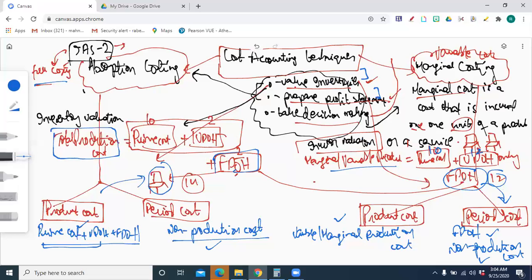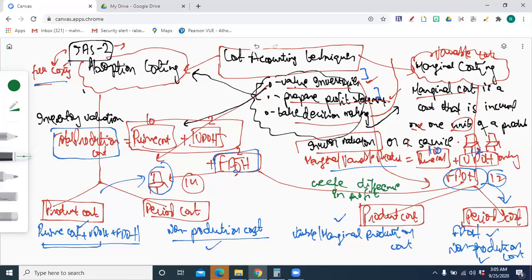Whatever the actual fixed overhead incurred in that particular period for which you're making the profit statement, in the case of marginal costing you're going to release that entire fixed overhead cost to that period. We need to know what is a product cost and what is a period cost, and how the treatments of fixed overhead create differences in profits.